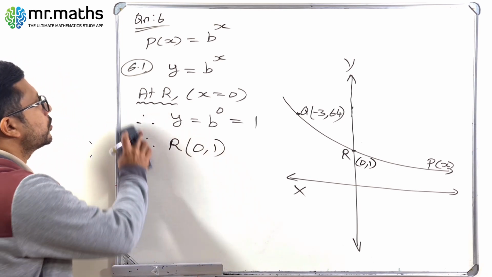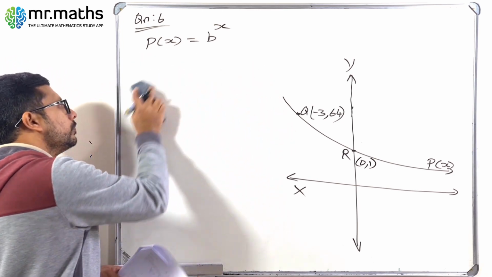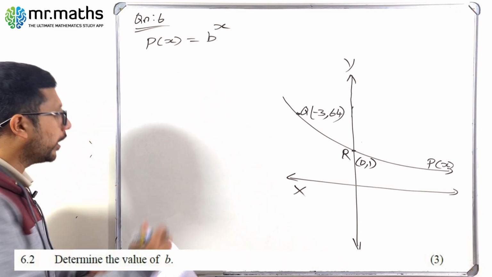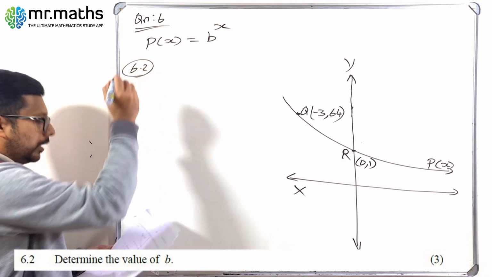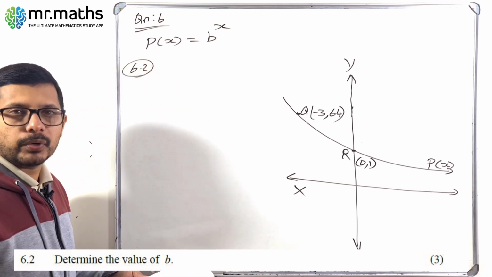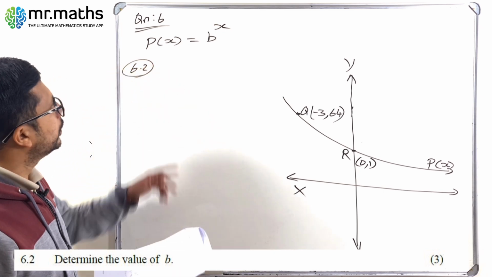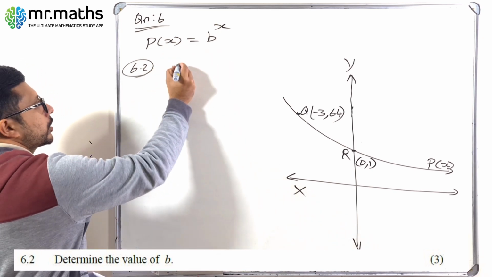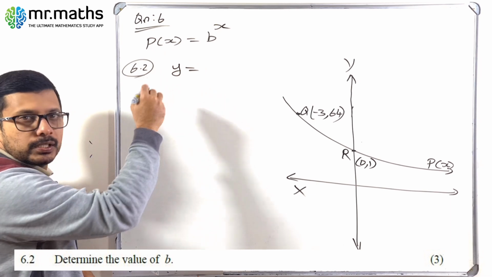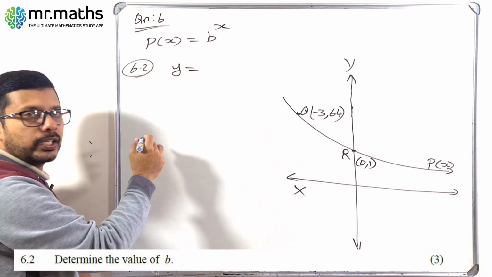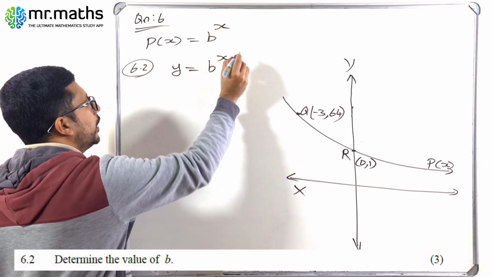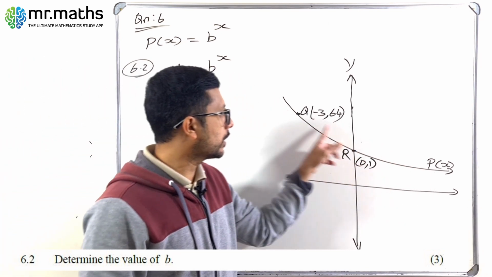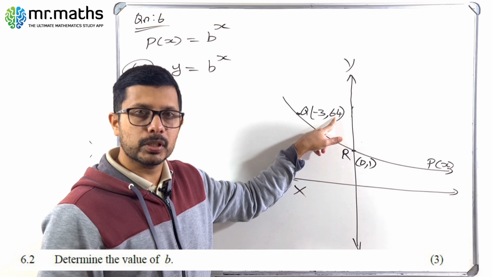Now let's move to the next question, 6.2. What is question number 6.2? Determine the value of b. You have to find the value of b. So this is our equation, y is equal to b raised to x. Since p(x) is a function, I am writing it as y. Do you know any point on that graph? Yes, we know that in this graph Q(-3, 64) is a point on that graph.